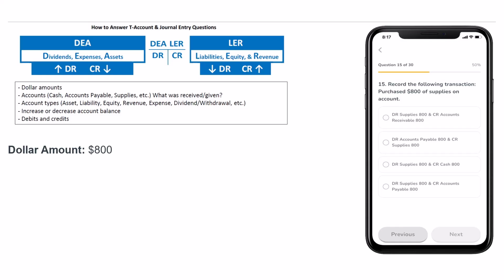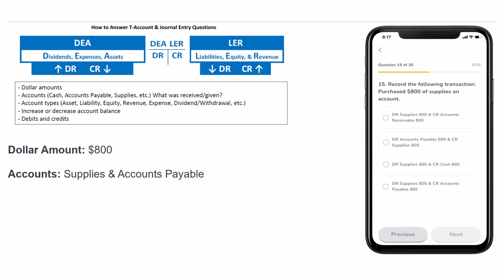Next, we need to figure out the accounts. What was received and what was given? If we purchased supplies, we received supplies. Additionally, it says supplies were purchased on account. Whenever we see purchased on account, that means the account is accounts payable. Accounts payable means that we gave a promise to pay later because we didn't pay cash at the time of the purchase. So now we know our accounts: supplies and accounts payable.